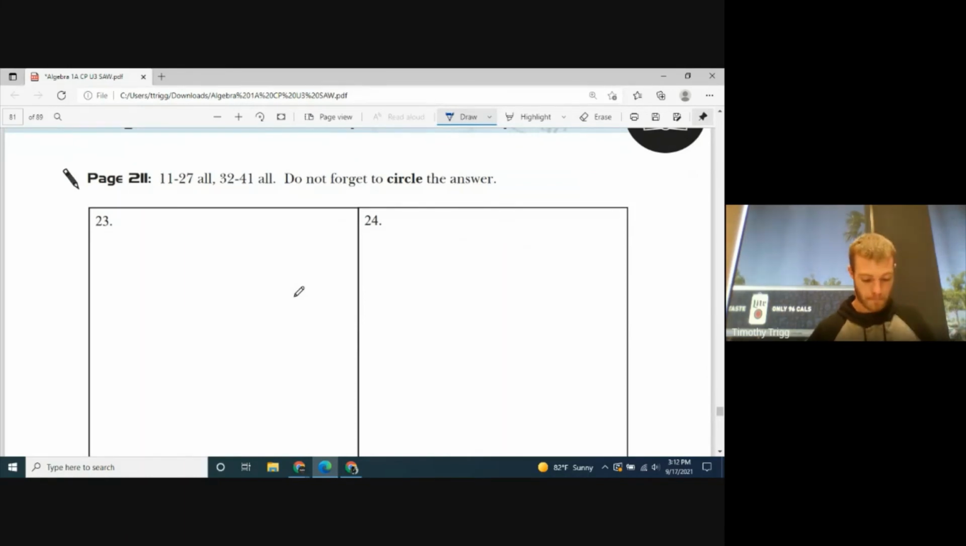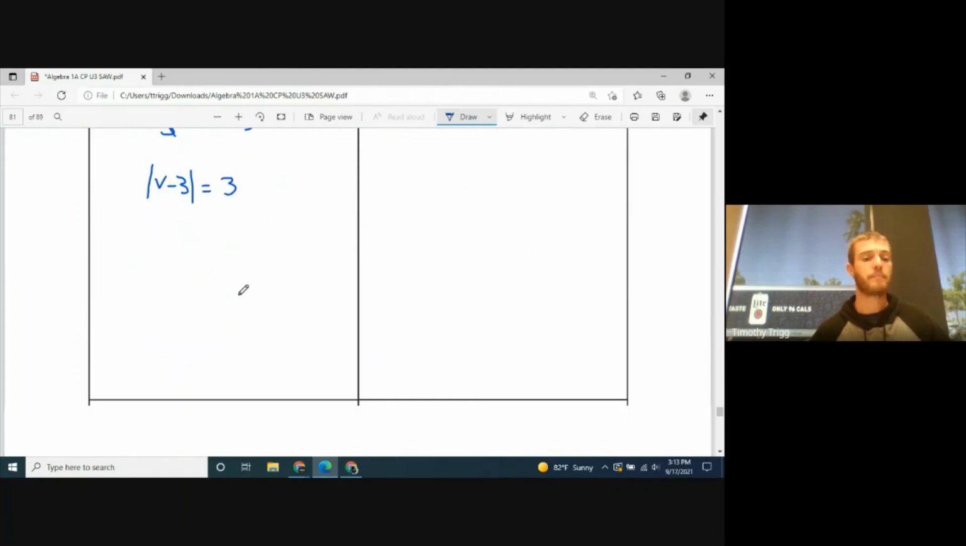23. Here we have 3 times the absolute value of v minus 3 equals 9. Your first step here would be to get rid of this 3, so we divide by that 3 first. Generally, you want to get the absolute value alone first, by itself, and then we'll work from there. So then we have the absolute value of v minus 3 equals, and 9 divided by 3 is 3.